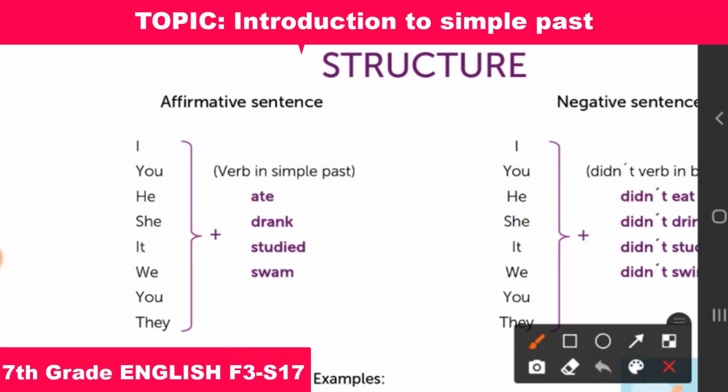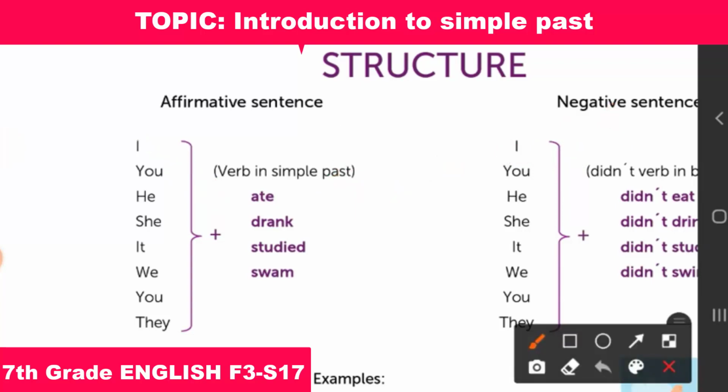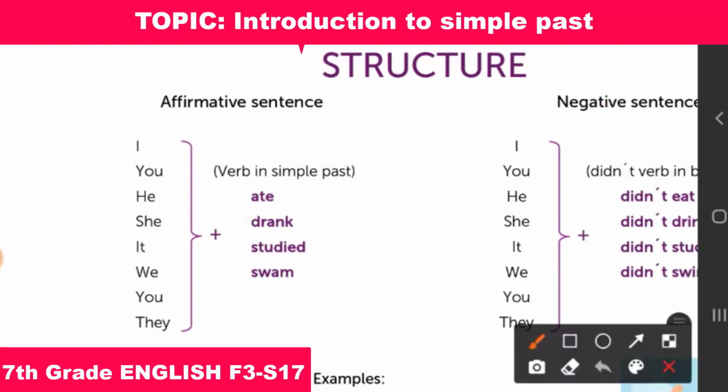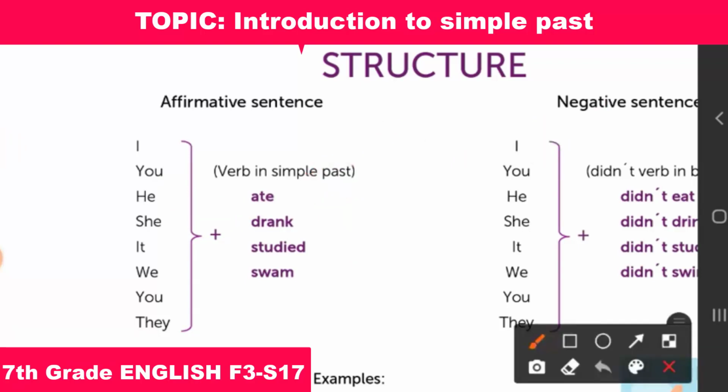Now, another example with ate, comió, o comí. I ate tamales, okay? I ate tamales yesterday, okay? Ayer, I ate tamales yesterday. You ate pupusas, yes? You ate pupusas yesterday, for example. Or he ate pizza. Okay, he ate pizza at Albert's Pizza, for example, yes? Now, next, studied. You can say we studied English, for example, okay?